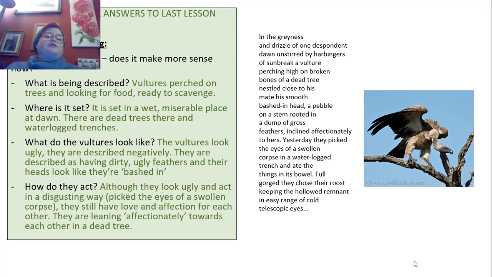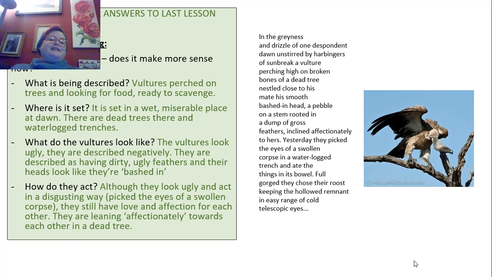So, what's being described? It's vultures perched on trees, looking for food, ready to scavenge. I don't know if you know the word scavenge. It means a bit like going through other people's rubbish and looking for things to help you. Where is it set? It's set in a wet, miserable place at dawn. There are dead trees there and waterlogged trenches. It's a horrible place.